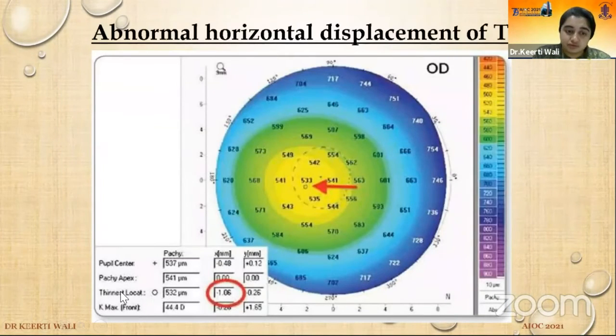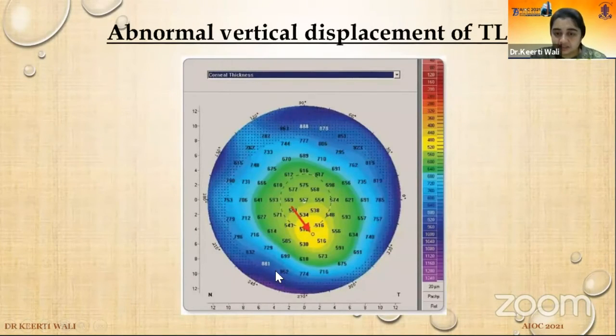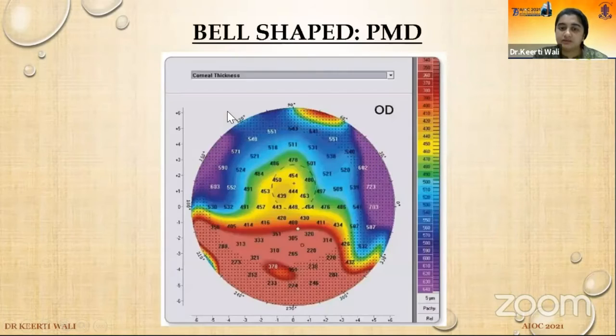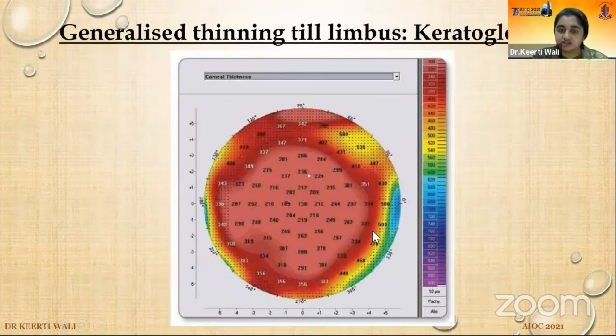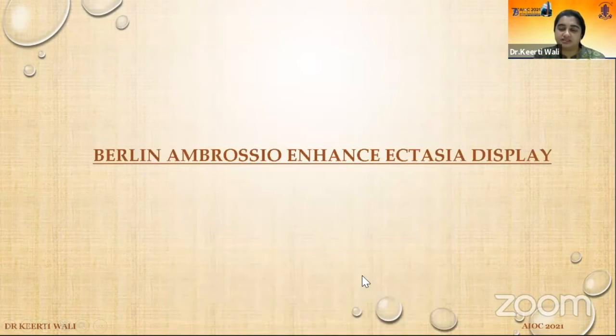So in this we have to localize the thinnest location on X and Y coordinates. If it is displaced on the X coordinate, it is called a horizontal displacement of the thin location. This is abnormal, and a vertically displaced thinnest location is also abnormal. This is a bell-shaped pattern seen in pellucid marginal degeneration. Generalized thinning till the limbus is seen in keratoglobus.